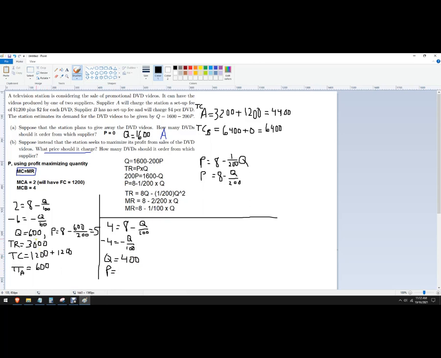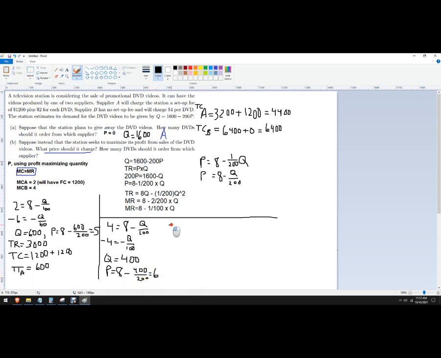What price am I going to charge? Well, already I can look at it. The price is going to be a little bit higher than it would be if I was producing 600. So I'm going to plug in 400 into our demand function there. So it'd be 8 minus 400 over 200, and I get a price of 6.